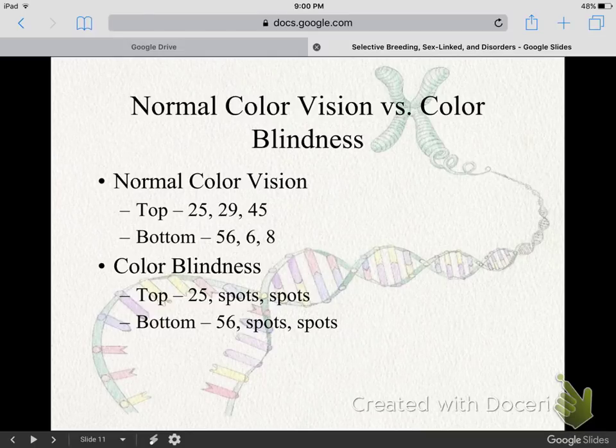If you actually had color blindness, you could see the 25 in the top row, but the next two numbers would just be spots to you. In the bottom row as well, you could see 56, but the next two would just be spots. You couldn't read the numbers.